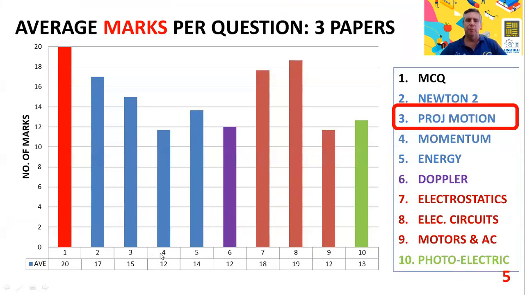Question 3 in the exam is usually a medium length question. Over the last 3 papers, it's averaged 15 marks and obviously falls under the mechanics section, which is the largest part of the exam.